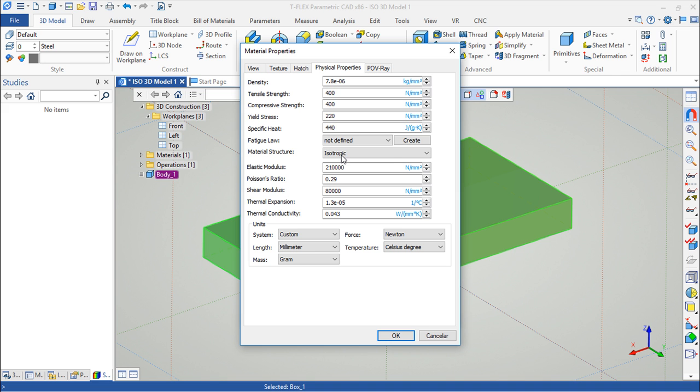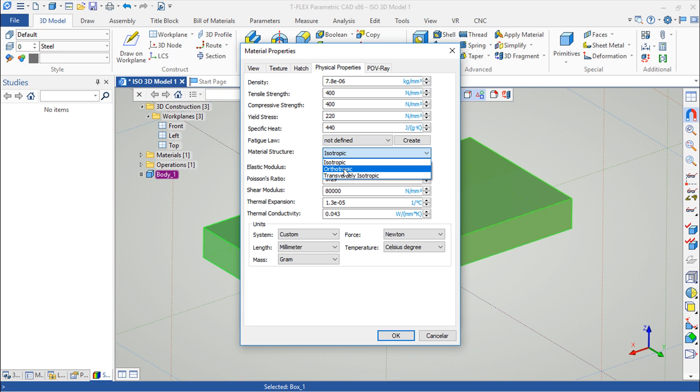And we can define the material structure. So we can define the isotropic. So in isotropic, you see that we have only one value. And this means that this value will be applied in all the directions of the material, independent of the orientation or the shape. But we can have also two other possibilities that we spoke about. And these two possibilities are anisotropic structural materials.